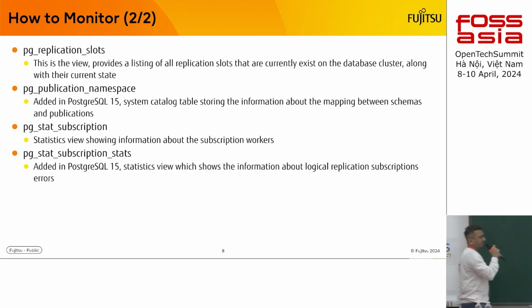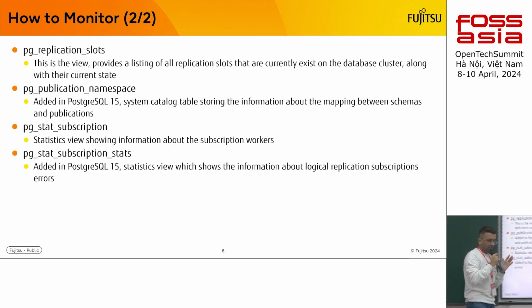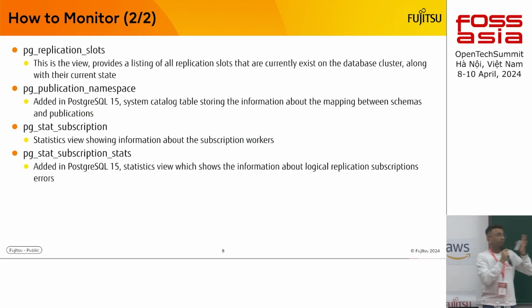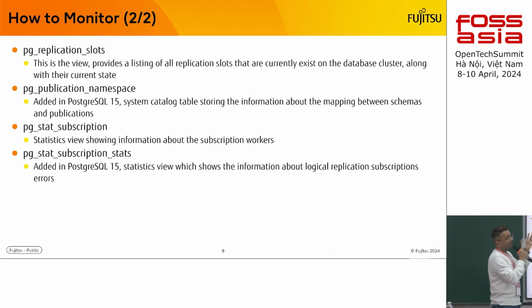Next one is the PG replication slot. This particular view is going to provide the information about all the replication slots along with their status, which are available, or I would say which exist inside your current database cluster.